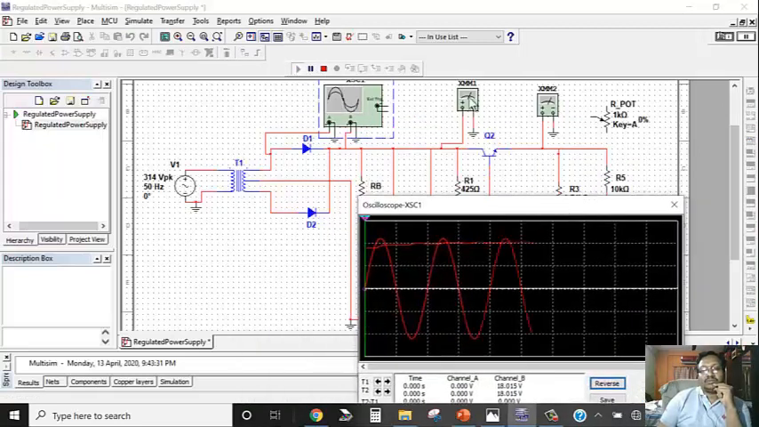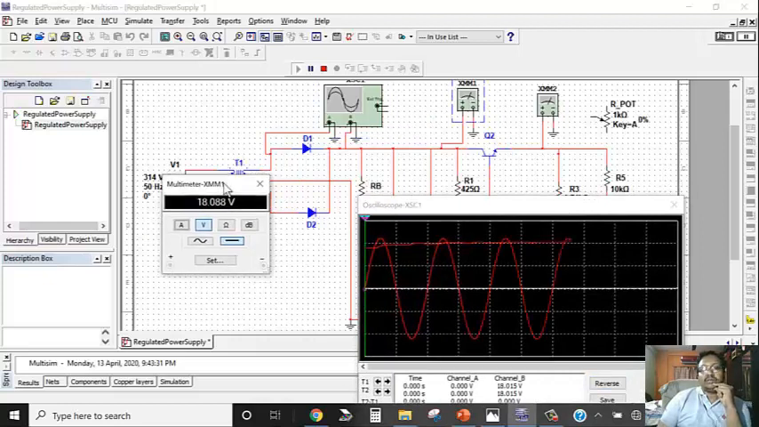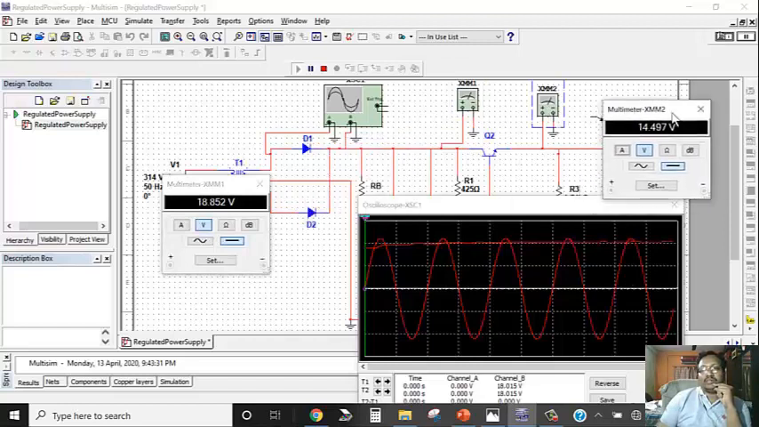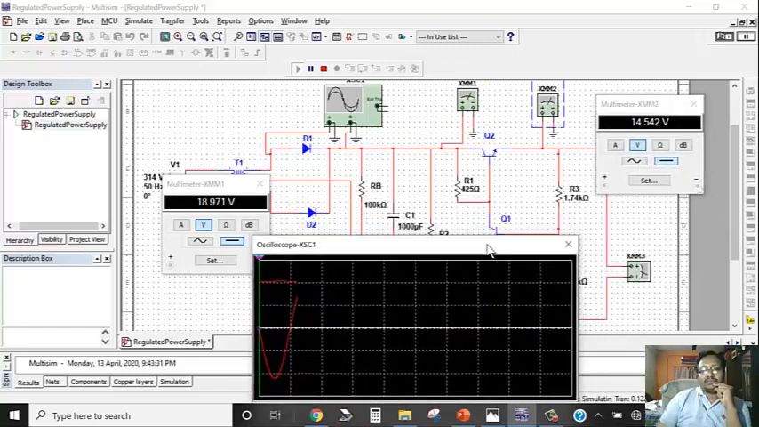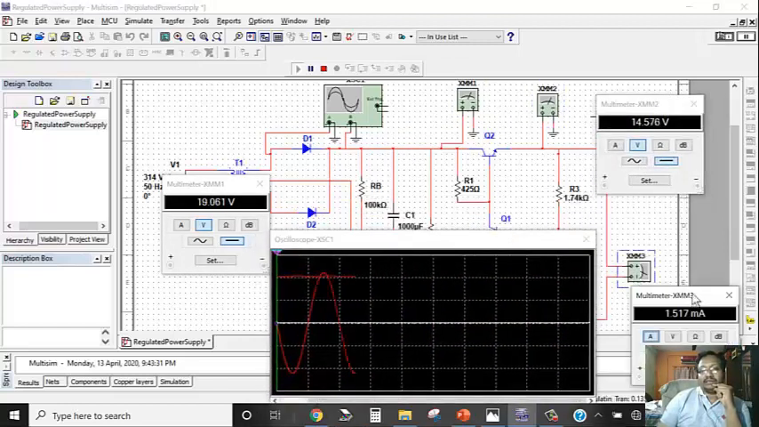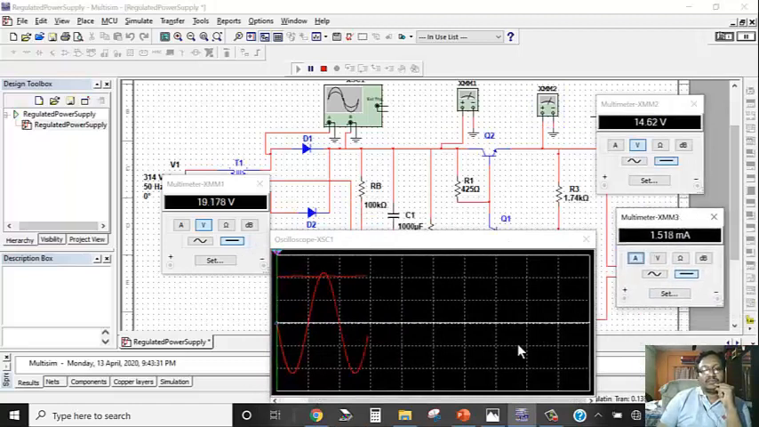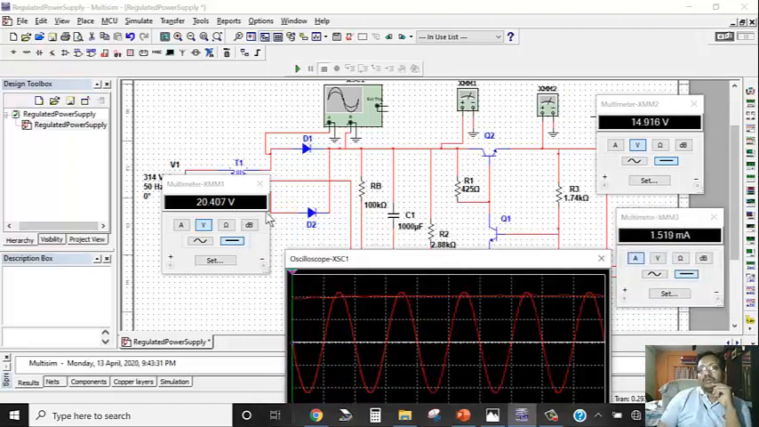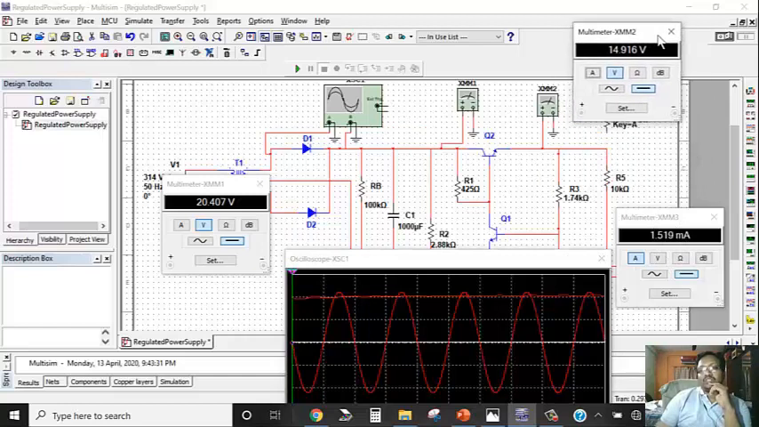Now check what is the transient output. This is the unregulated voltage. This is regulated voltage, and this is the load current. Your unregulated voltage is 20.4 volt and regulated voltage is 14.916, which is very close to our desired value 15 volts. The load current is 1.5 milliampere.